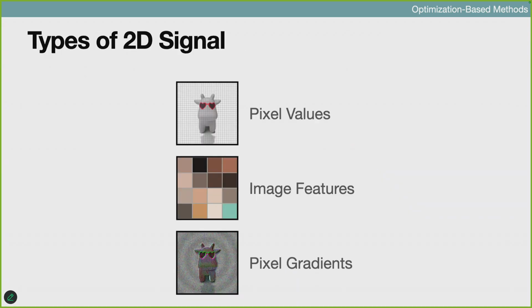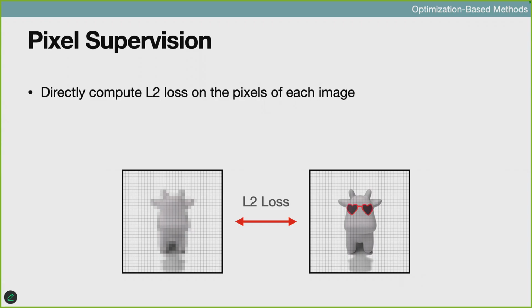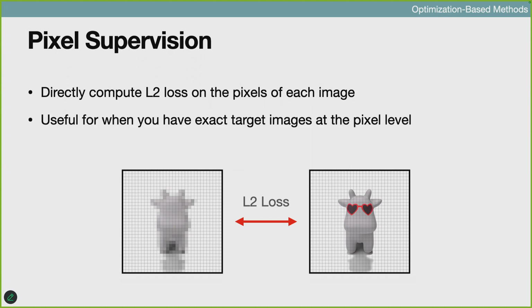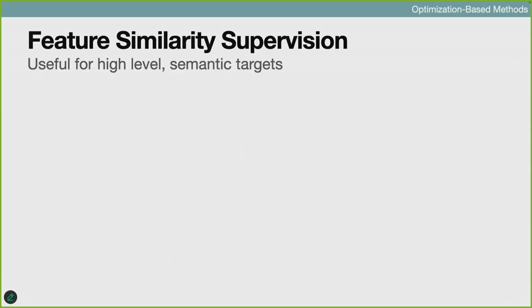So let's take a look at that first example of pixel supervision. Directly computing L2 loss in the pixels is very effective when you have a clear target image that you're trying to optimize towards. If you have the exact target images that match at a pixel level, but unfortunately, this is almost never the case. So this is useful sometimes, but really not used in many methods in practice.